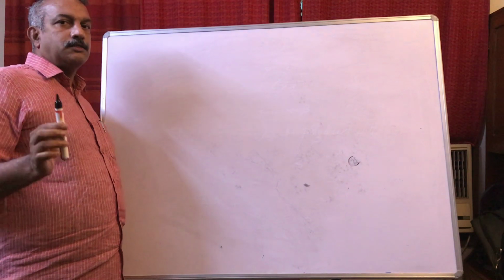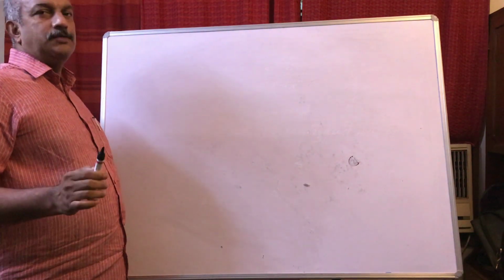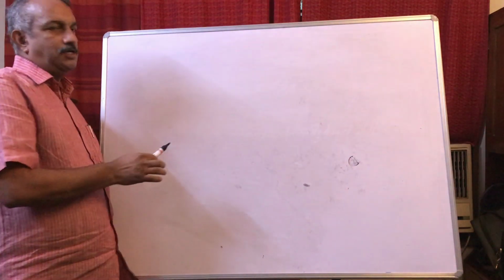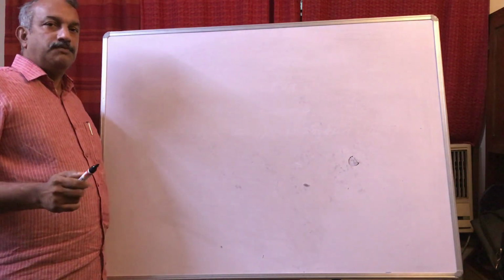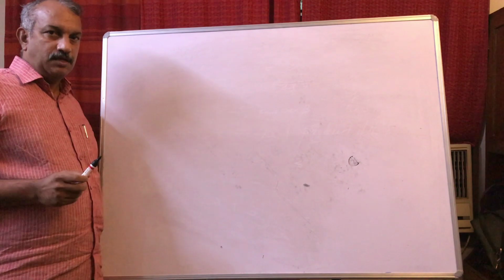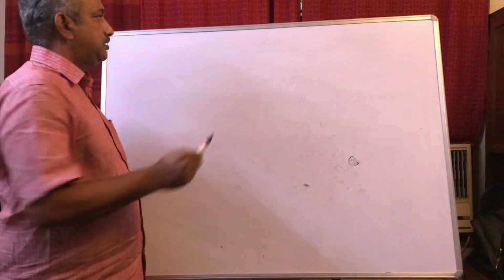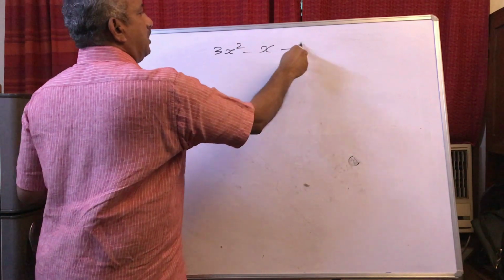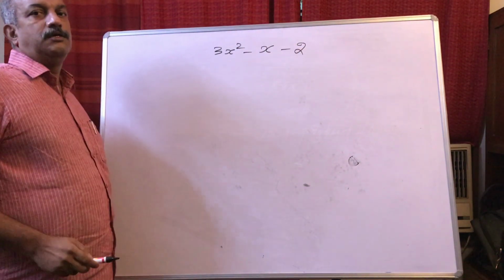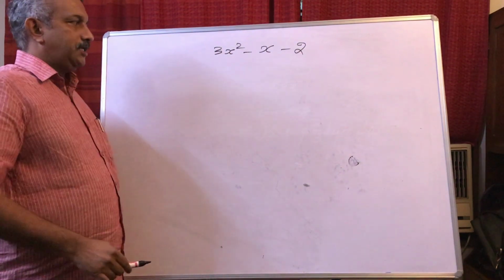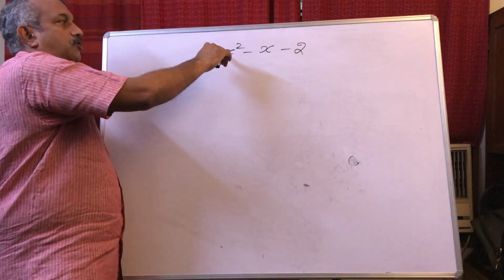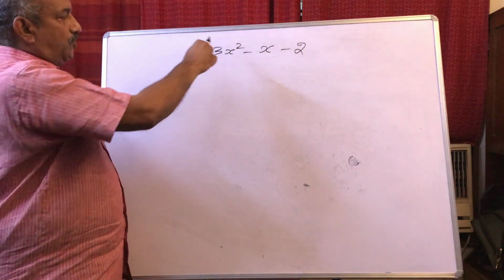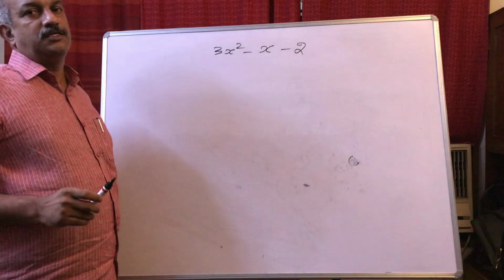Now the last case is a quadratic polynomial in the form of the fourth identity. The fourth identity we have already explained, in that the coefficient of the square of the variable is not equal to 1. So for example, 3x square minus x minus 2. Earlier we did these types of expressions in which the coefficient of the square of the variable is 1. But here the coefficient of the square of the variable is 3.